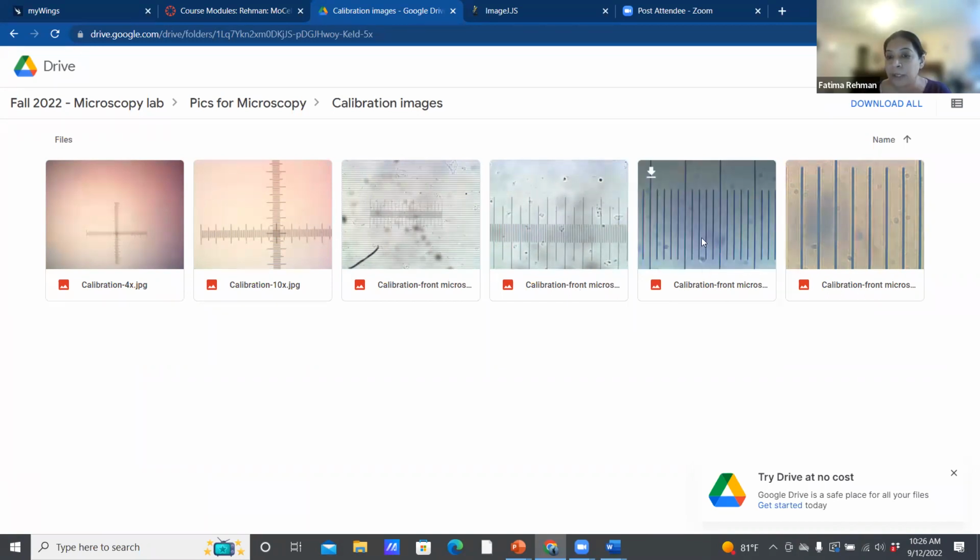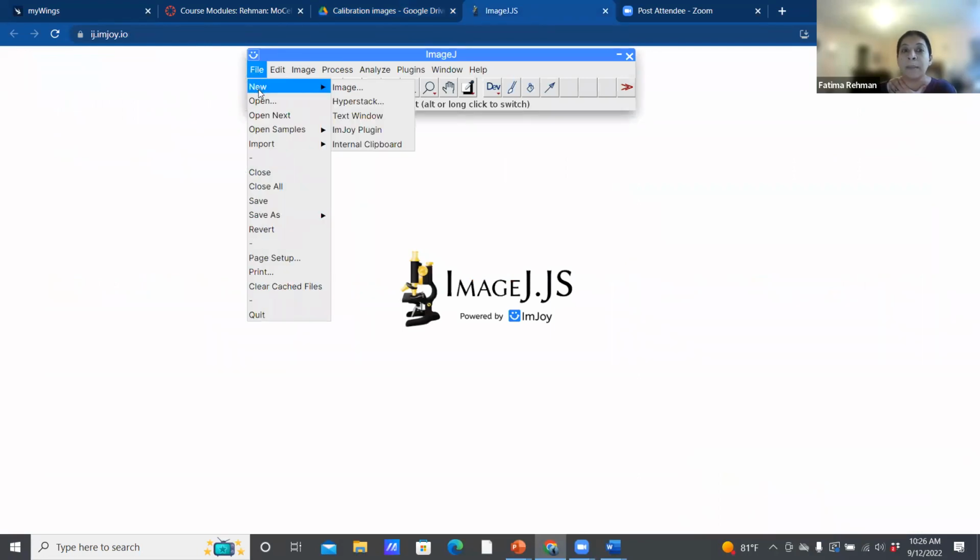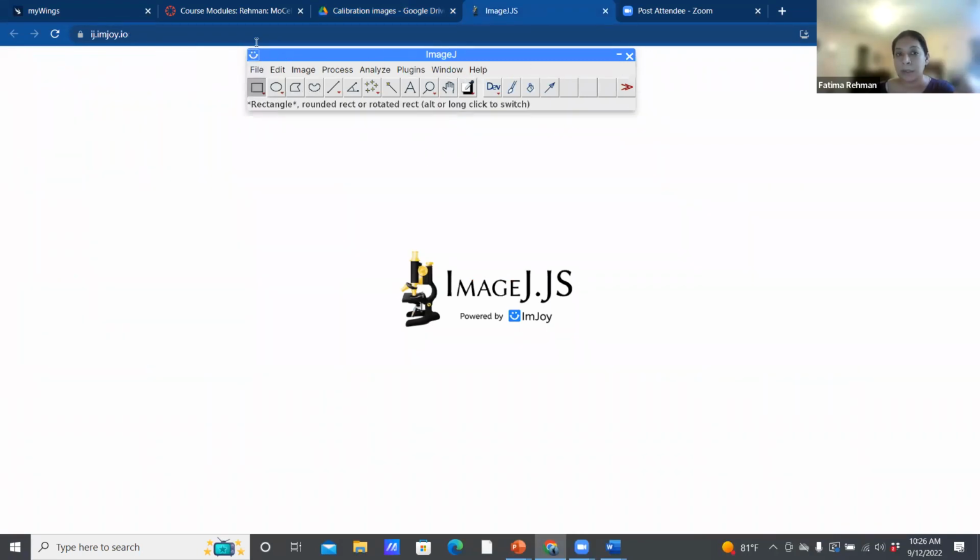Okay, so the only one you are going to need for today is going to be this calibration front microscope for 40X. So at minimum, if you can only download a few images, this is the one that you want to download. I already have them downloaded, so I'm just going to open them. Once you have it downloaded, you're going to open it in Image A. You're not opening it by itself. You're going to go into this browser image.